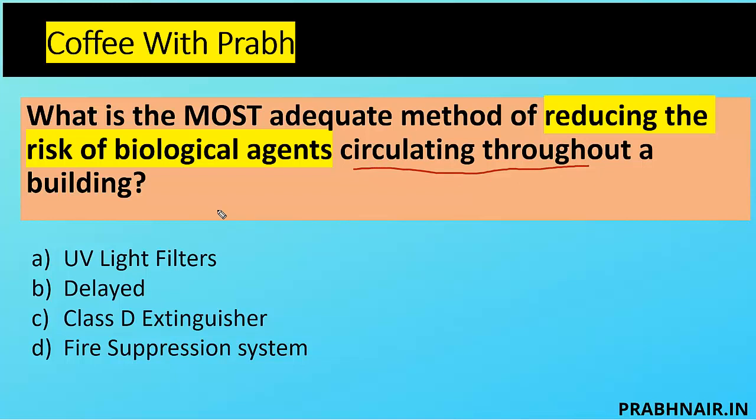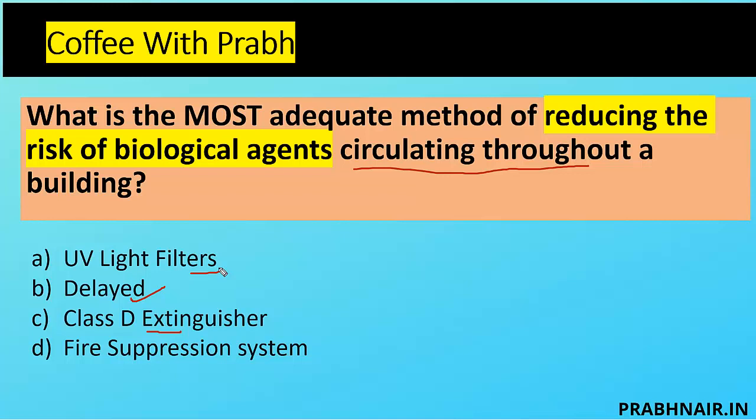Now, if you go by delayed mechanism, it is more from the point of view of water based. And class D extinguishers, again, it is for metal. And fire suppression overall is a concept which prevents a fire, but the question is not talking about fire, the question is talking about biological agents. So we basically use UV light filters. UV lighting used in an HVAC system prevents or eliminates the build-up of any type of organic material on the system drain pipes, cooling coils and interior ductwork. It not only improves the airflow and reduces the maintenance cost, but it also kills the microorganisms that would normally thrive in an HVAC system.